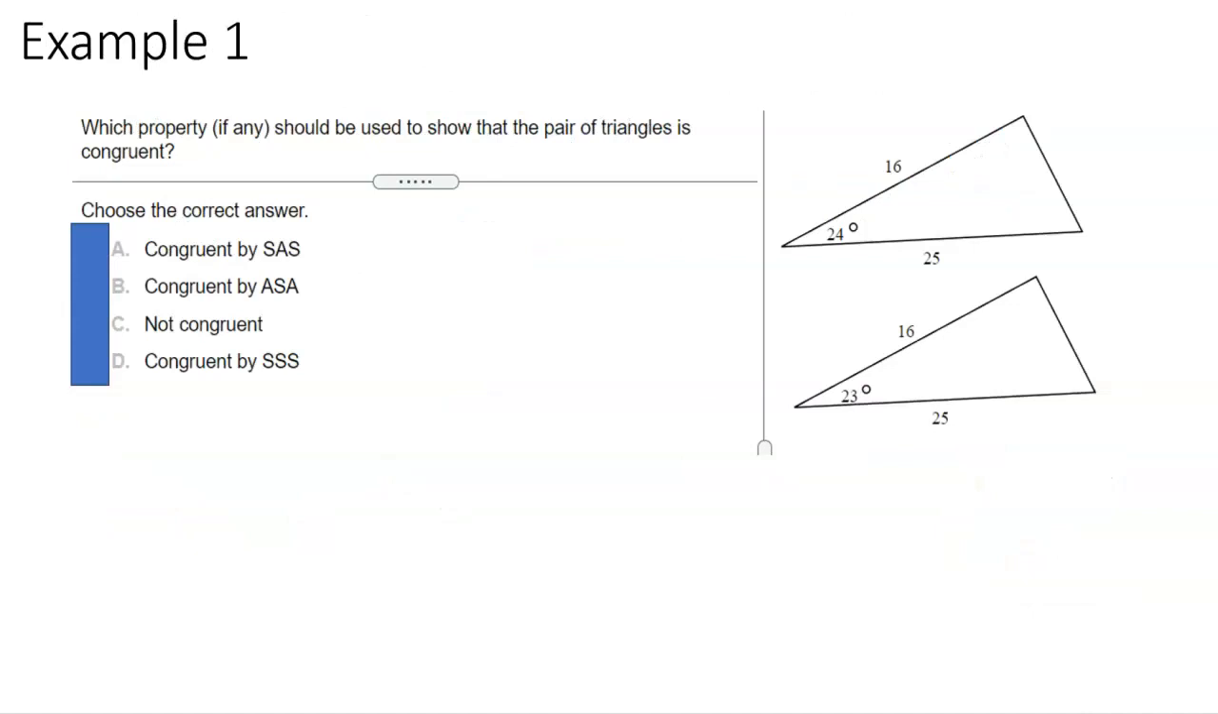Let's do an example. Which property, if any, should be used to show that the pair of triangles is congruent? So let's take a look at what we're given here. We're given a side, and then an angle, and then another side. So what do we notice though? We've got 16, 23, and 25. These are not congruent because they don't have the same angle. So these are not congruent.